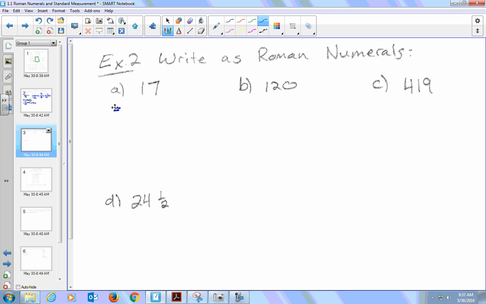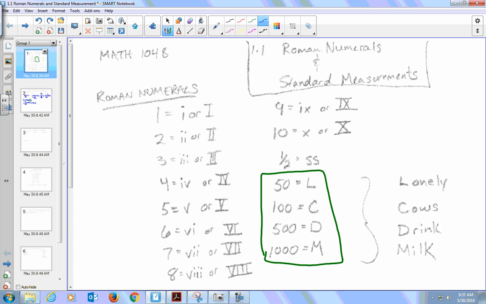increments of Roman numerals. So if we look at Roman numerals, we have 1s, which are the I's, we have V's, which are the 5s, and we have X's, which are the 10s, and then we have our lonely cows drink milk.